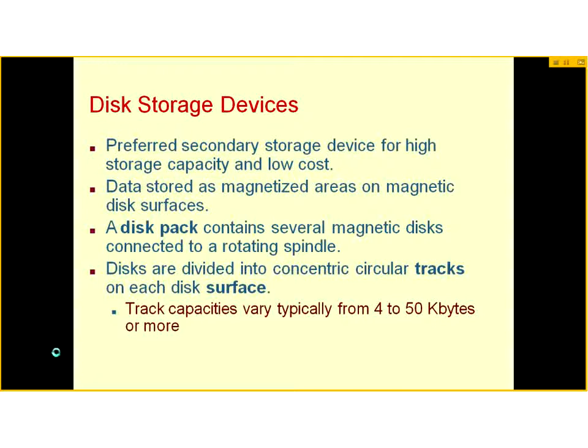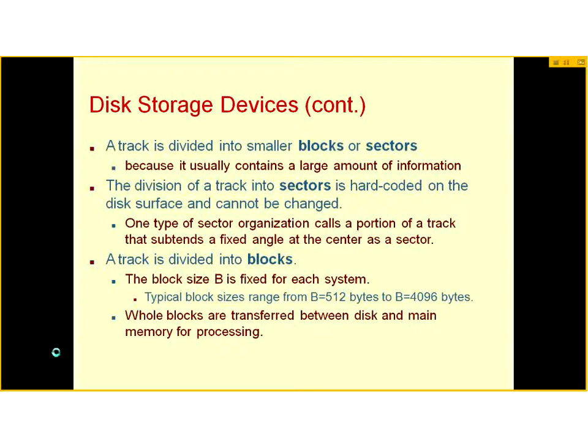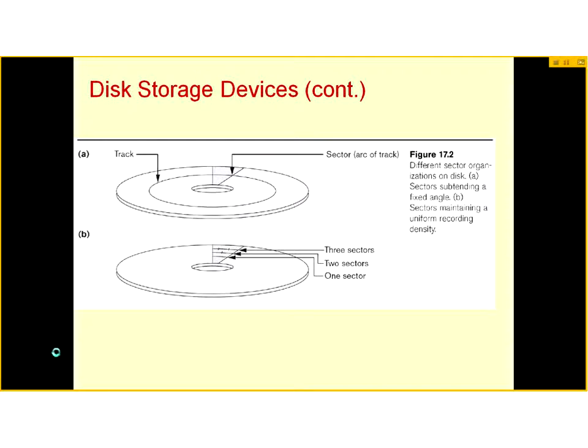Disks are divided into concentric circular tracks on each disk surface. Track capacities vary typically from 4 to 50 kilobytes or more. The track is divided into smaller blocks or sectors. The division of a track into sectors is hard-coded on the disk surface and cannot be changed. A track is divided into blocks, and the block size B is fixed for each system. Typical block sizes are from 512 bytes to 4096 bytes.